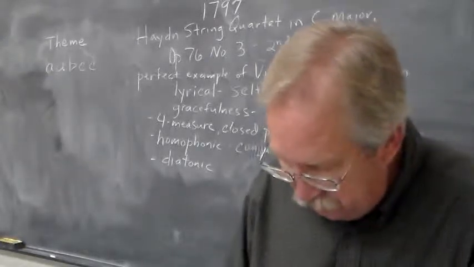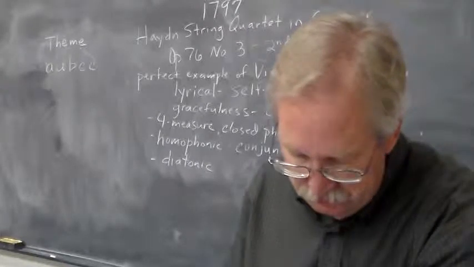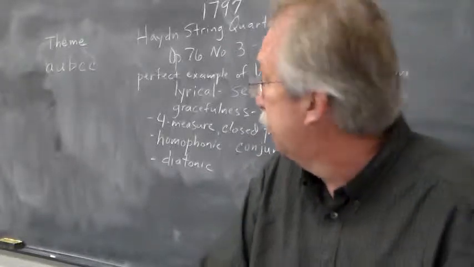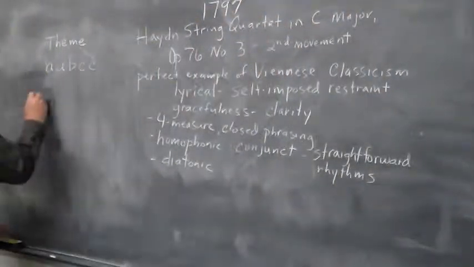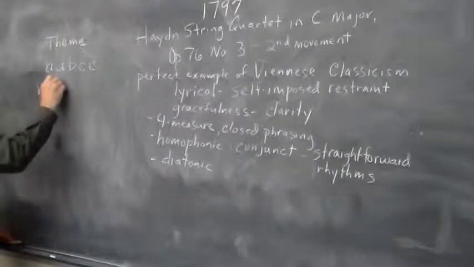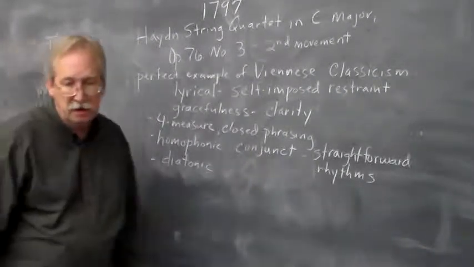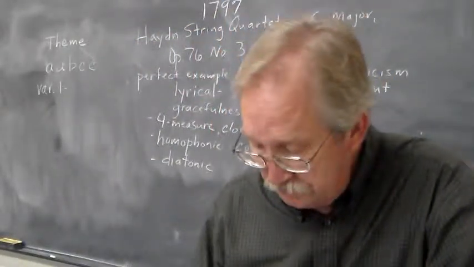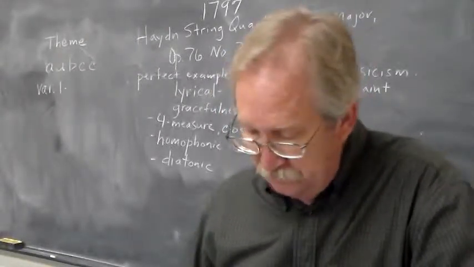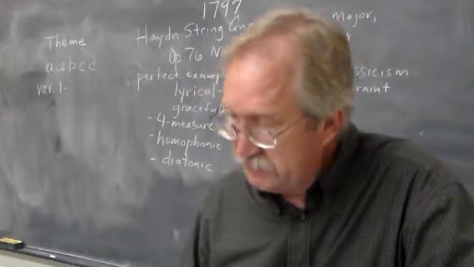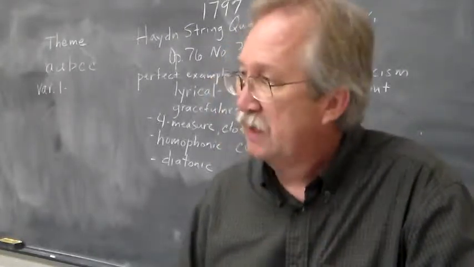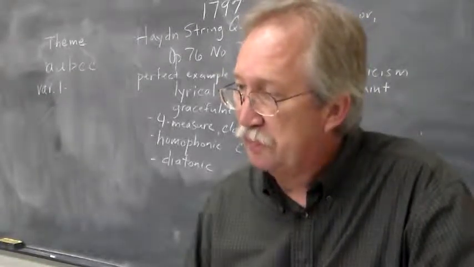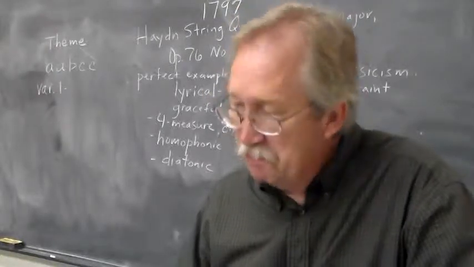All right, what happens in the first variation? Describe the texture for that first variation. Basically, it's the same. What's going on? So we've got two elements. One has the first violin continuing with 16th notes against the second violin. What's sounding in the second violin? Yeah, the theme. So you just have the presentation of the theme against an embellishment.